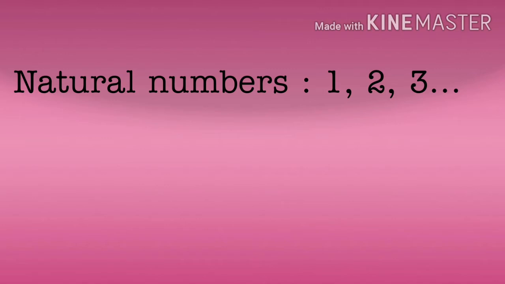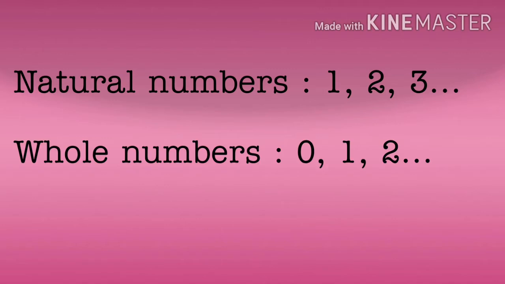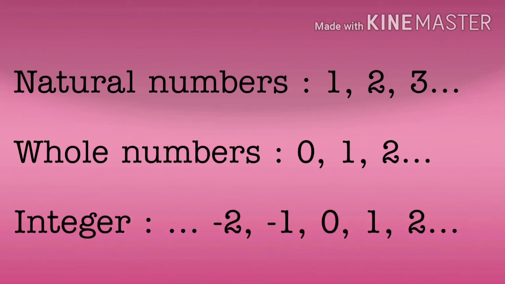And the next, whole numbers. What is whole numbers? Numbers starting from 0, or including 0 to the set of natural numbers: 0, 1, 2, 3, 4, etc. And the next set is integers. Integers means positive numbers are there, negative numbers are there, and 0.